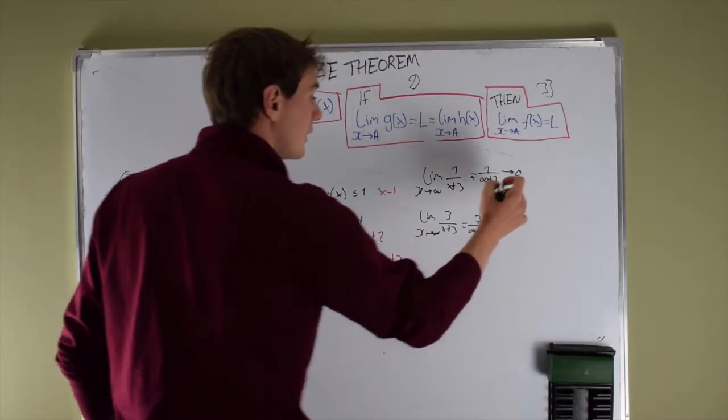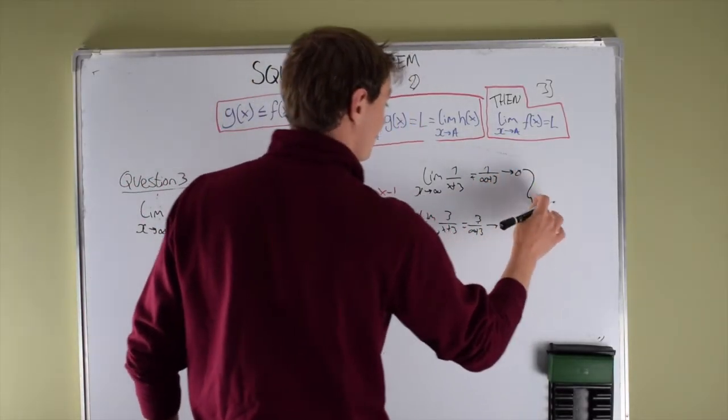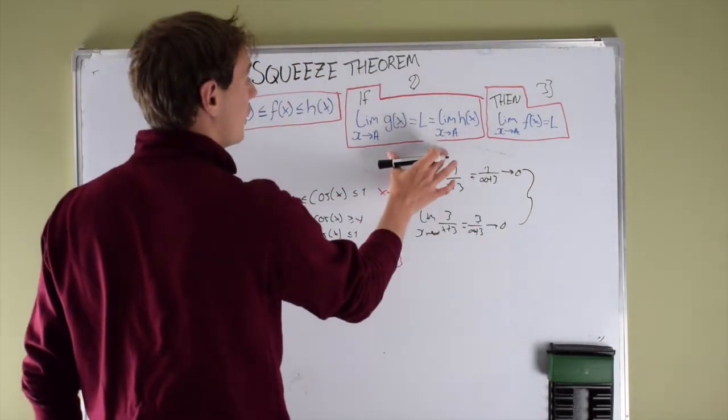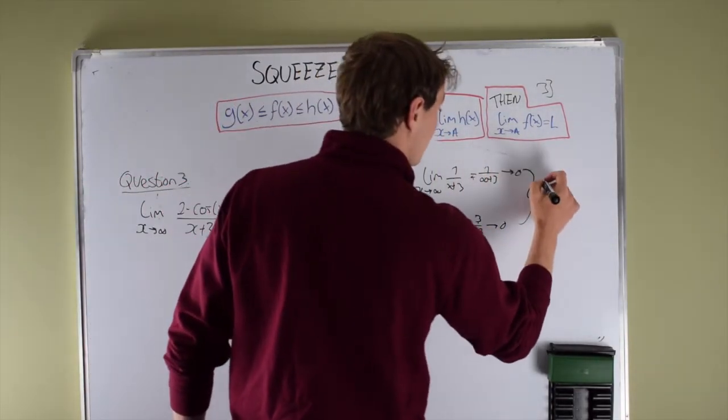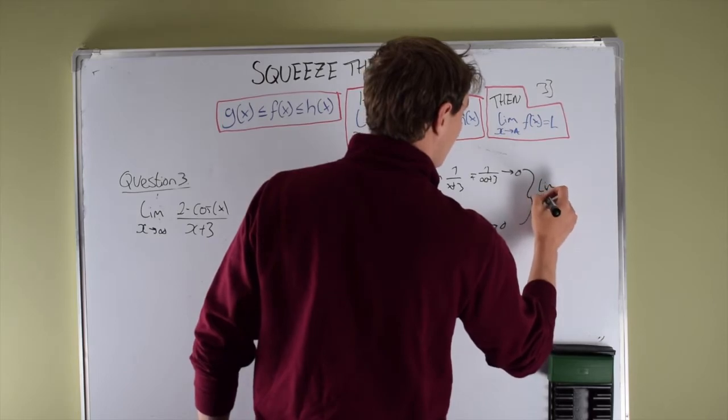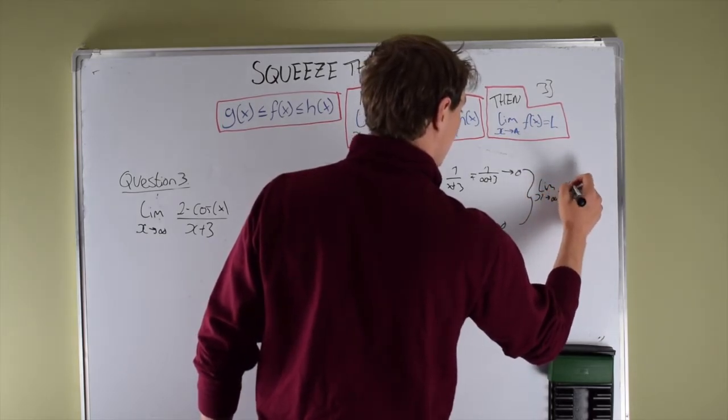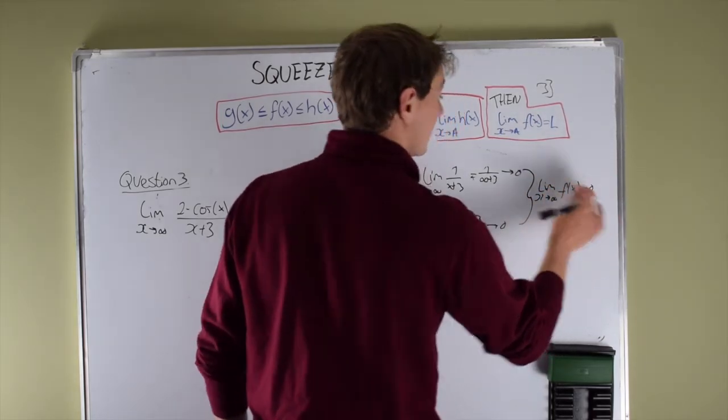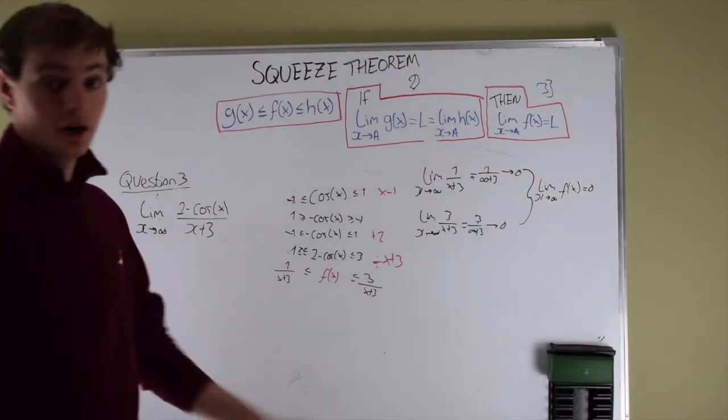So now we can say that since both these limits are the same, and they tend to the same, like part 2, we can say with part 3, the limit as x approaches infinity of f of x also approaches 0. So that is that question done.